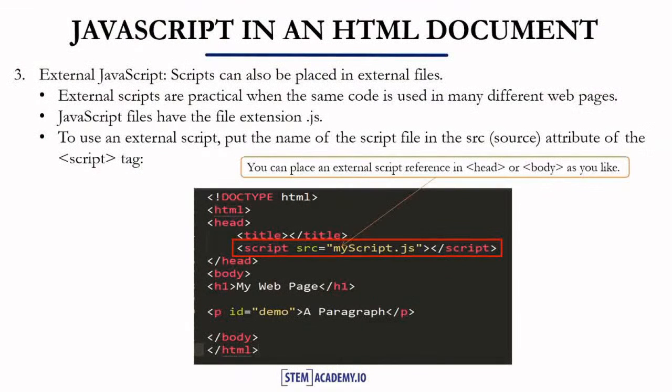3. External JavaScript. Script can also be placed in external files. External scripts are practical when the same code is used in many different web pages. JavaScript files have the file extension .js. To use an external script, put the name of the script file in the source attribute of the script tag.